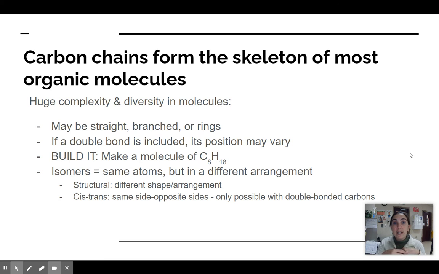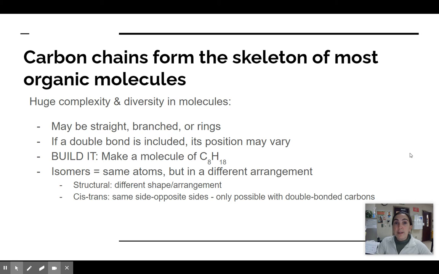If there's a single bond, then that molecule can rotate, so it doesn't really matter where those functional groups are located. But with a double bond, it's much less flexible, and so the position of those other groups of atoms can be really important to how that molecule functions.